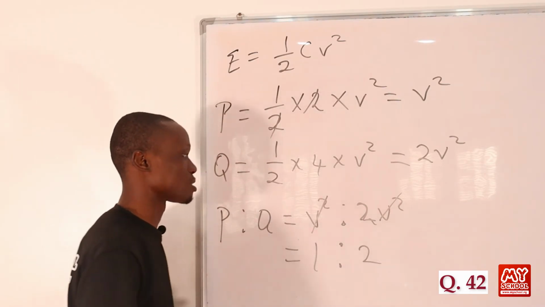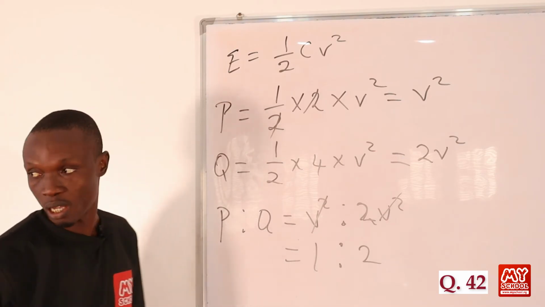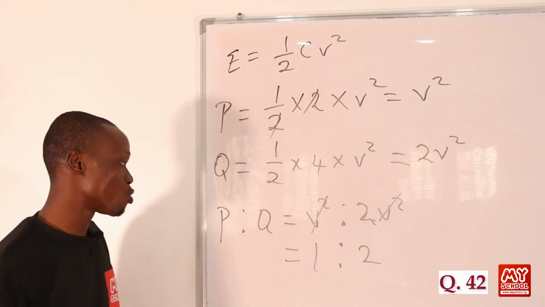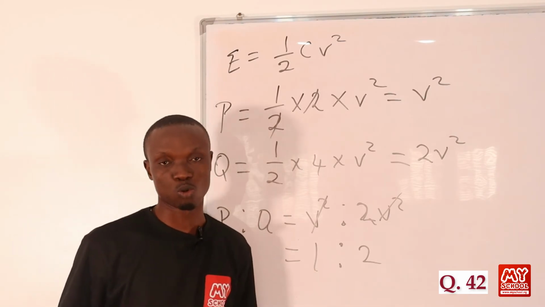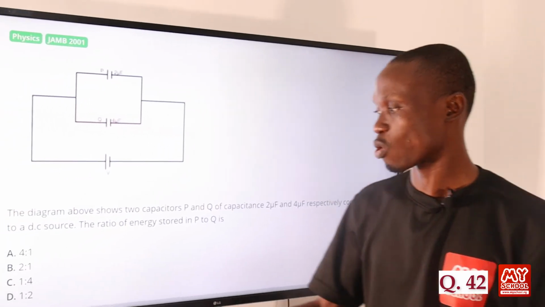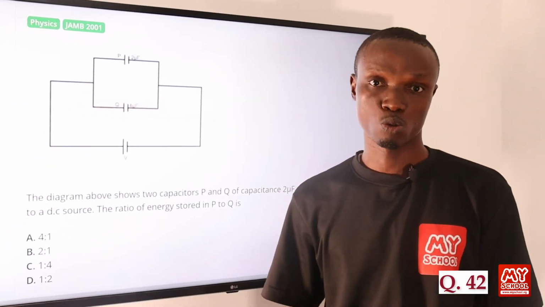So we can say that the ratio of the energy stored in capacitor P to that of Q is 1 ratio 2. So let's move over to the screen to pick the correct answer to this question, and that is option D, 1 ratio 2.